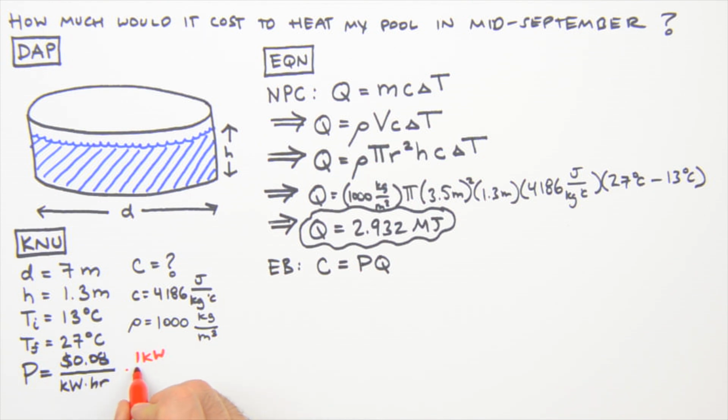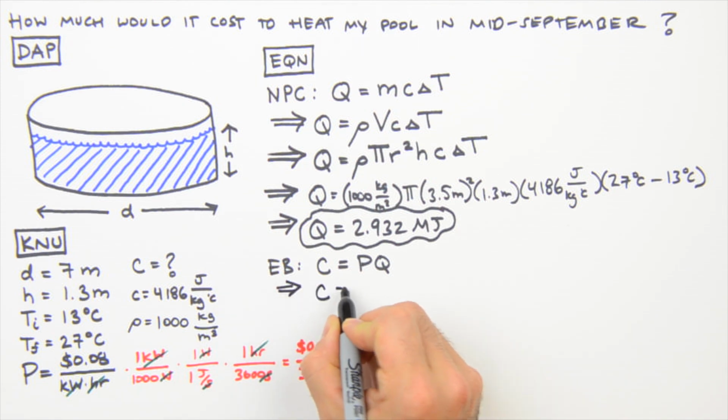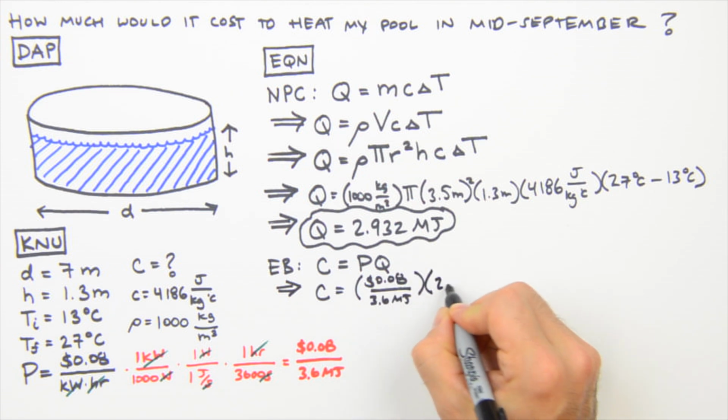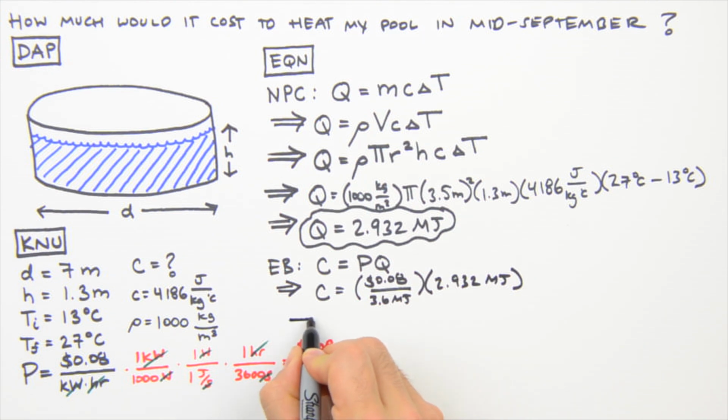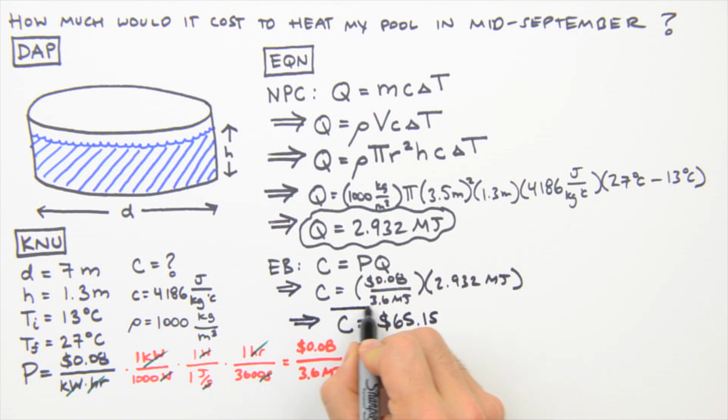First, we'll multiply by kilowatts over 1,000 watts. Kilowatts divide out. Then we'll multiply by watts over joules per second. That's the definition of the watt. Watts divide out. And lastly, we'll convert hours into seconds, and our time units divide out, which means that 8 cents buys us 3,600,000, or 3.6 megajoules. Cool. So we insert our values into the energy bill equation, 8 cents over 3.6 megajoules times 2,932 megajoules, and we discover that it will cost a whopping 65 bones to swim in September.